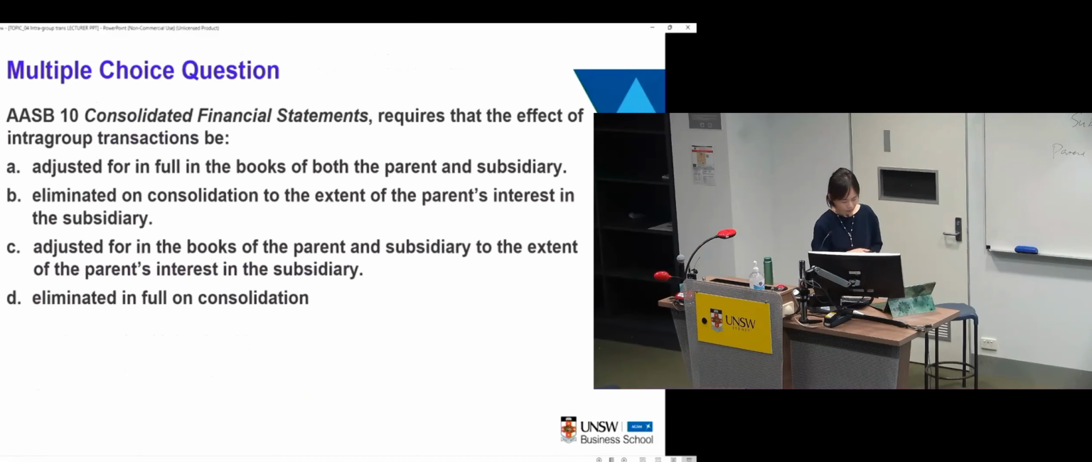Now let's look at the following MCQ question. Let me know if you have your answer.